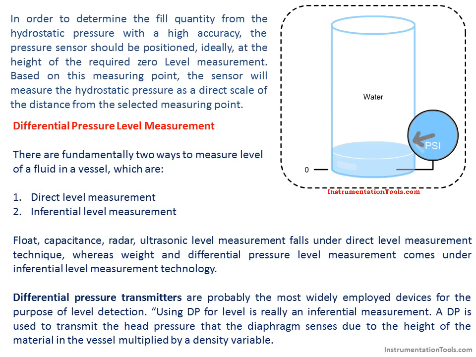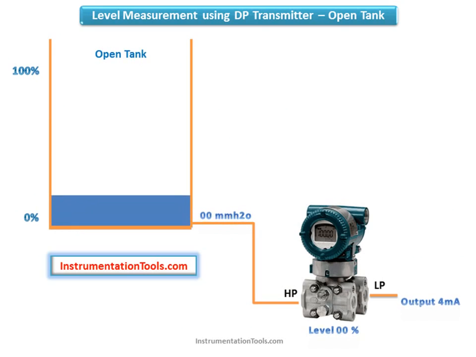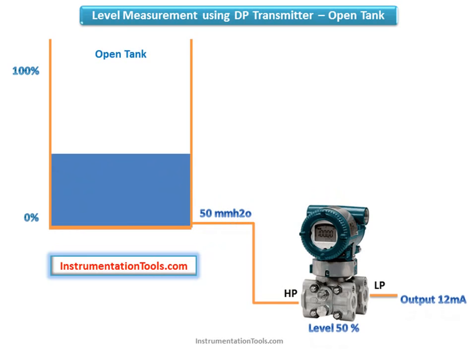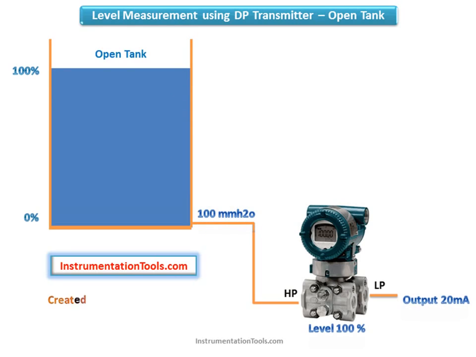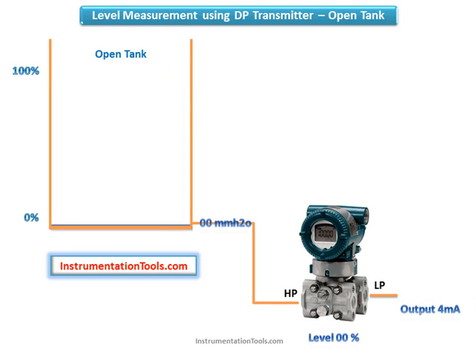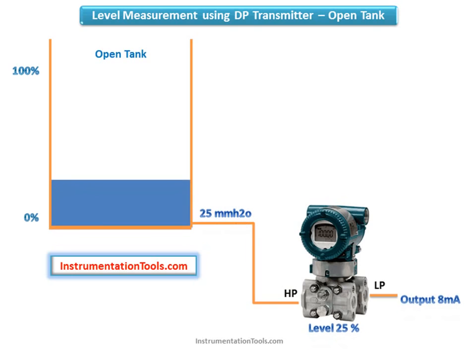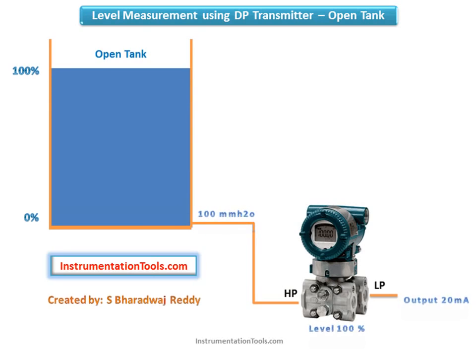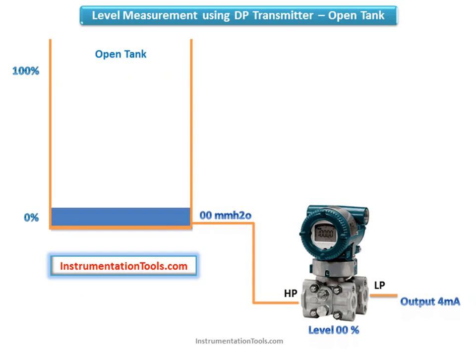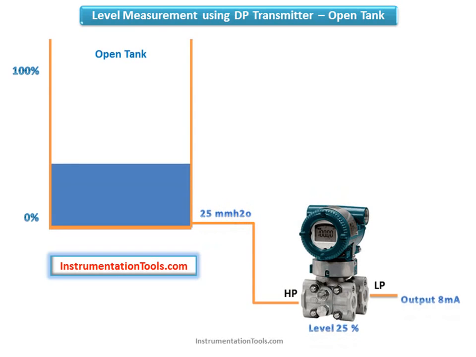A DP is used to transmit the head pressure that the diaphragm senses due to the height of the material in the vessel multiplied by a density variable. Differential pressure level measurement technique makes use of a differential pressure transmitter which is installed at the bottom of the tank whose level is to be measured. In case of open tanks, only the high pressure end of the DP transmitter needs to be connected, whereas the low pressure end of the DP transmitter is vented to the atmosphere. Hence, the differential pressure happens to be the hydrostatic head or weight of the fluid contained in the tank.